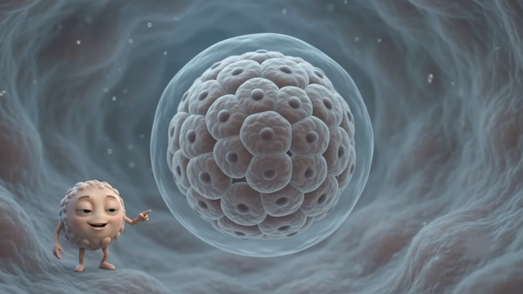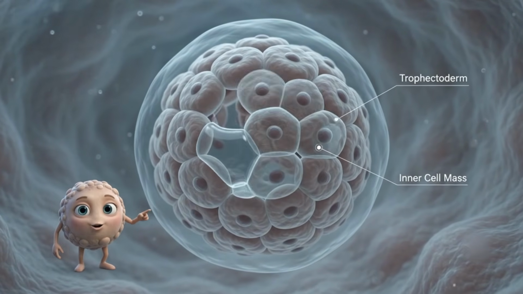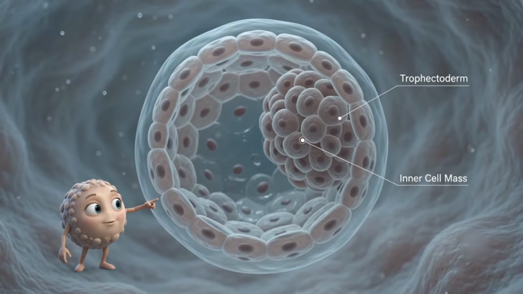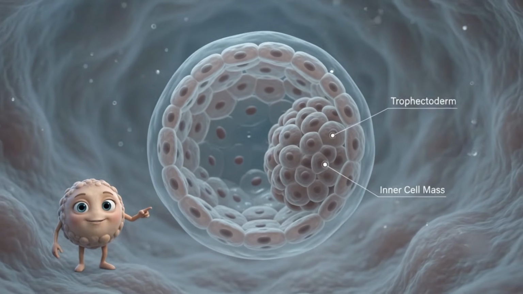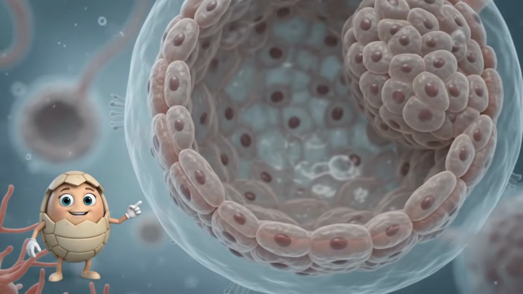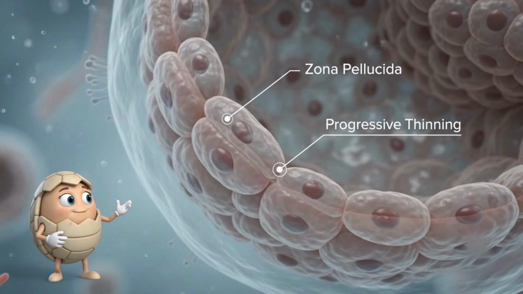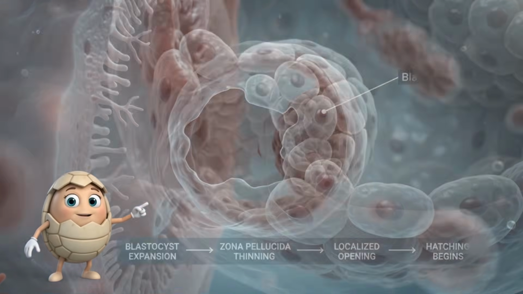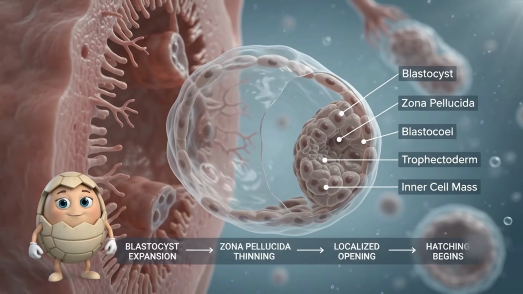Inside the uterus, the compact morula undergoes another major transformation. Fluid accumulates within the embryo, giving rise to the blastocyst. Hatching is beginning. As the blastocyst expands, the zona pellucida becomes progressively thinner. A localized opening develops, allowing the blastocyst to begin emerging.